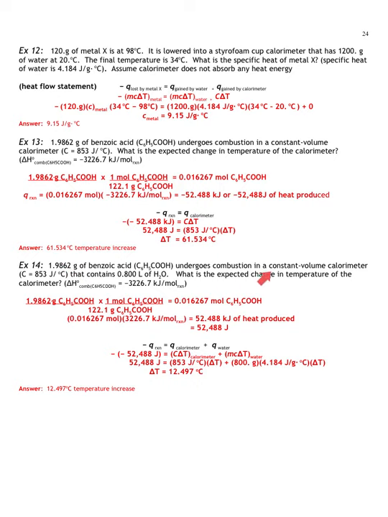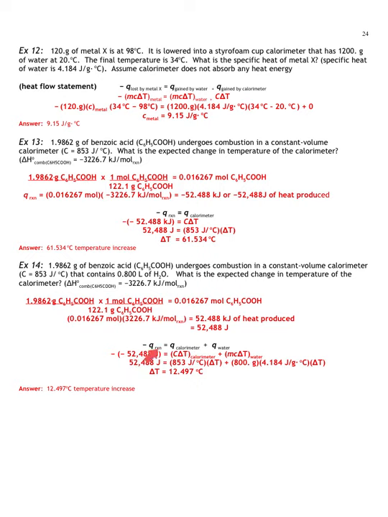Now, benzoic acid undergoes combustion in a constant volume calorimeter with, again, the capacity of the calorimeter, that contains water in there. So water is going to absorb that heat from the combustion reaction. And what is the expected change in temperature of the calorimeter as a result? Once again, I'm going to convert my grams of benzoic acid to moles, and I would still calculate the heat produced from that reaction. Once I calculate the heat produced, I put it into this heat flow statement.